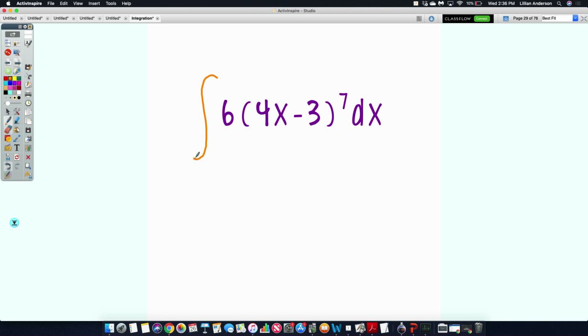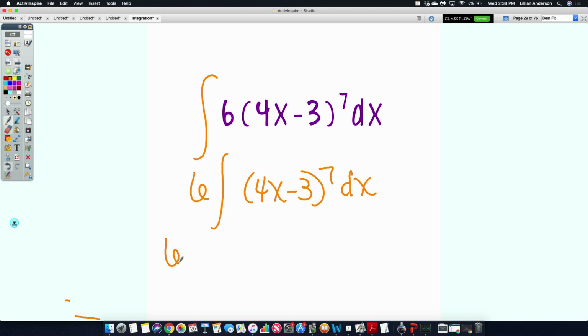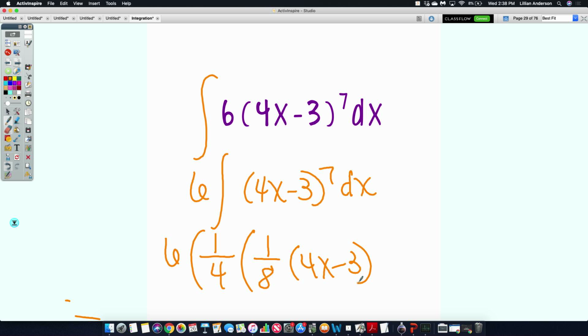Let's do this one. Okie dokie. So that's 6. You guys know that 6 is nothing but a constant, so you can pull it out. Okay? So that'd be 4x minus 3 to the 7th power dx. So then you can apply your rule. The first one, where it's 1 over a. What's a? 4. Then 1 over n plus 1, which will be 1 over 8, the linear factor raised to the 8th power, and then you had your plus c.